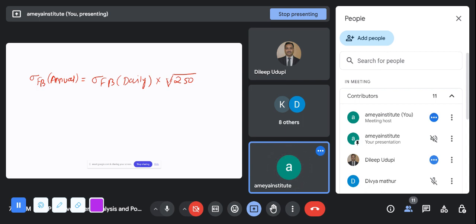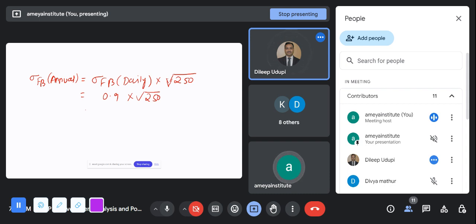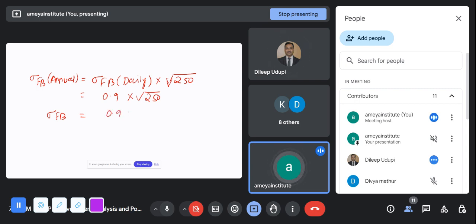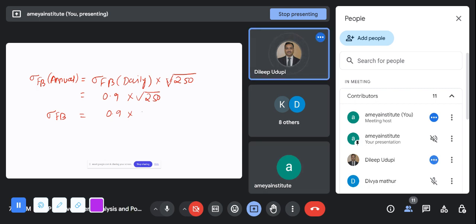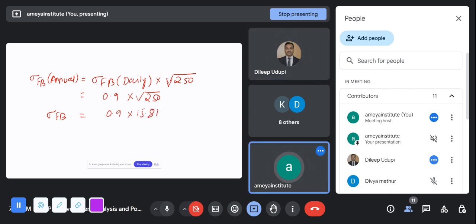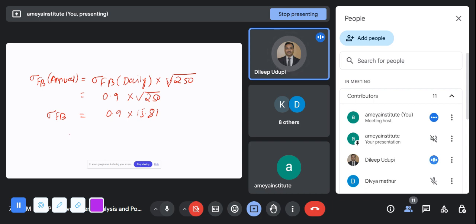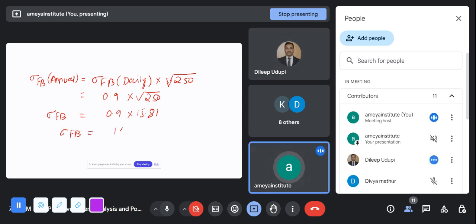So let's say, for example, the daily standard deviation of Facebook is 0.9. Then we multiply by the root of how much? 250. So the annual standard deviation of Facebook is 0.9 into the square root of 250, which is 15.81. So the value together is 14.23. So the annual standard deviation of Facebook will be somewhere close to 14.23.